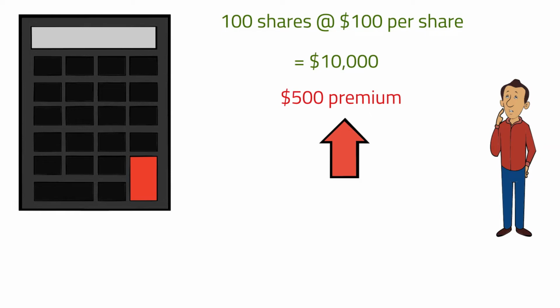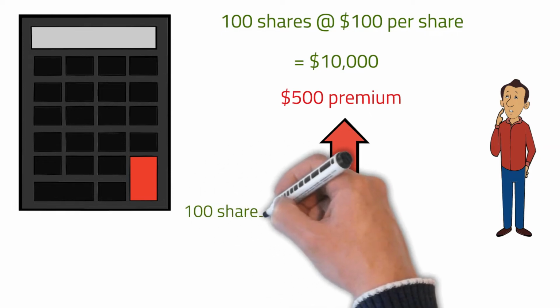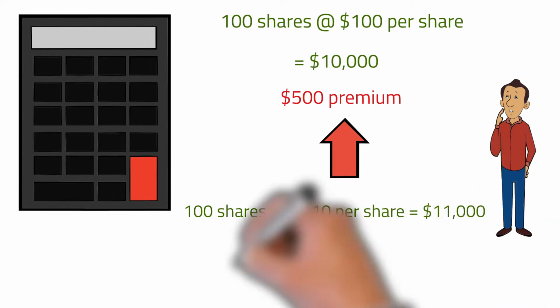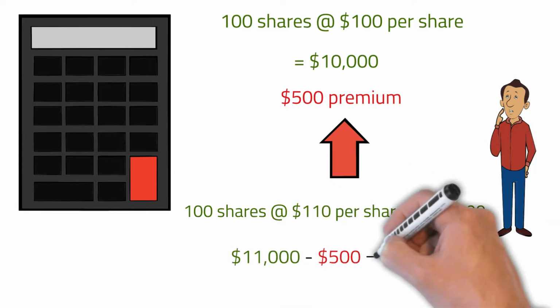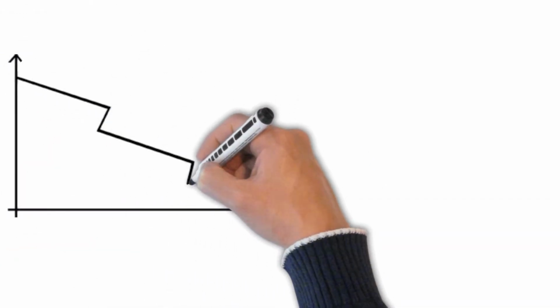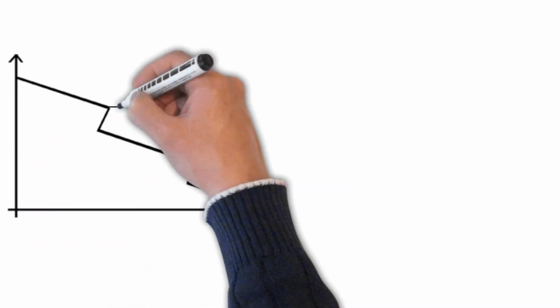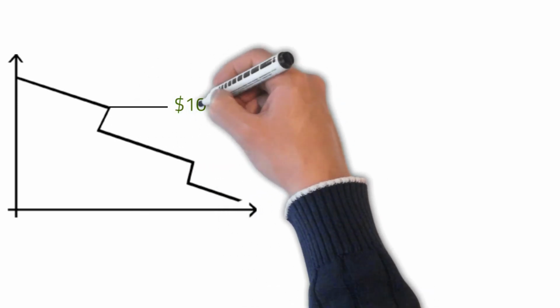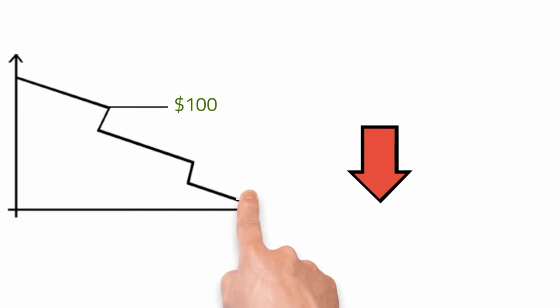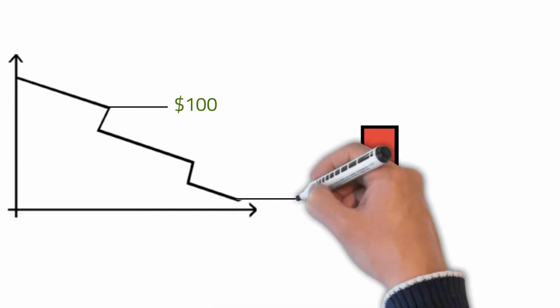After the 60 days, the stock price increases to $110 per share, bringing your new account value to $11,000 less the $500 in premium that you paid. You may consider this a loss at this point, but what happens if in the same scenario the stock price drops from $100 per share to $90 per share, bringing your account value down to $9,000?